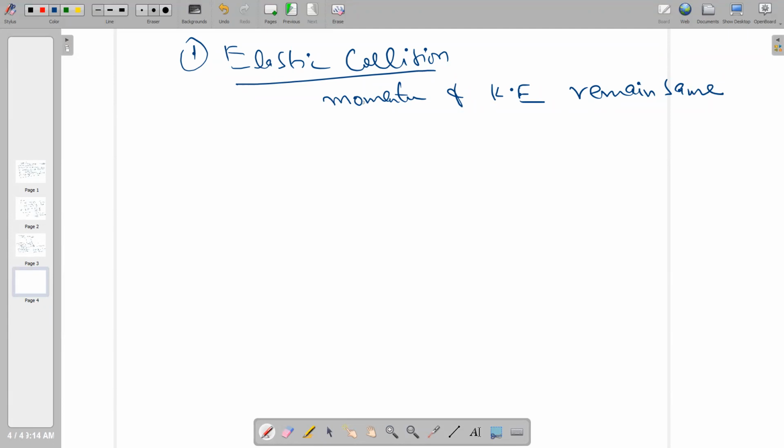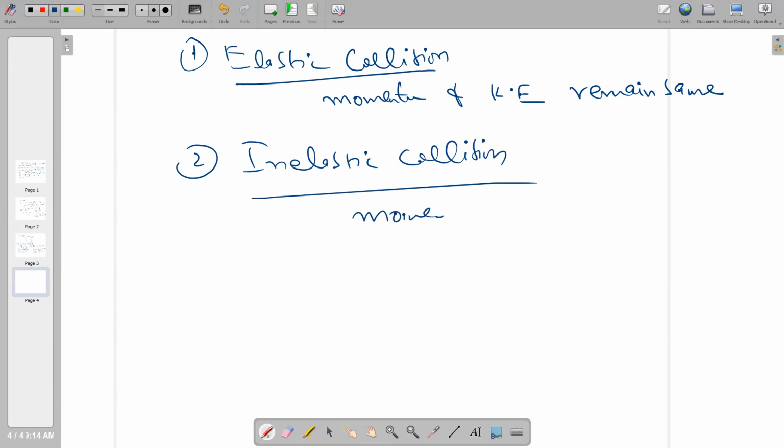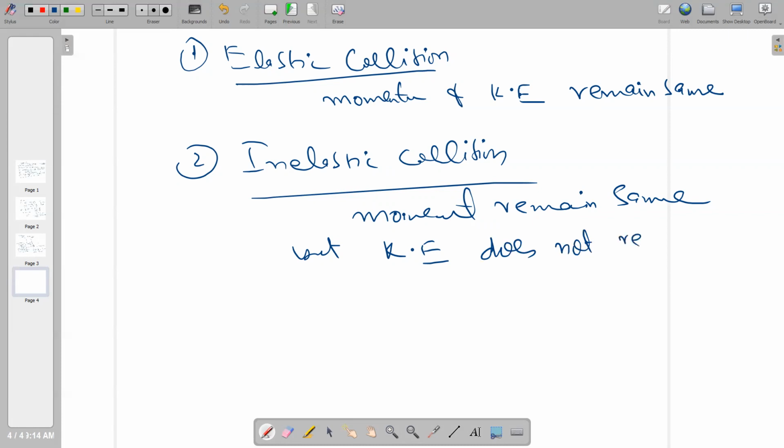So momentum is that term which remains the same in any collision. The second is inelastic collision. Inelastic collision is that collision in which momentum remains the same before and after collision, but kinetic energy does not remain the same or constant. So this is called inelastic collision.